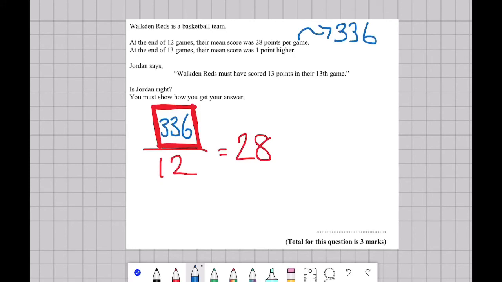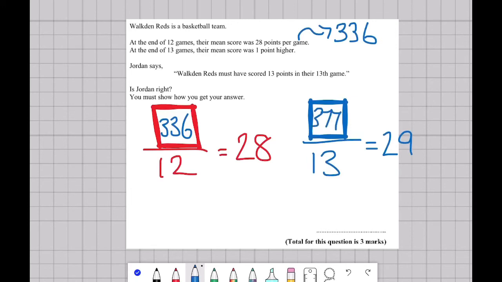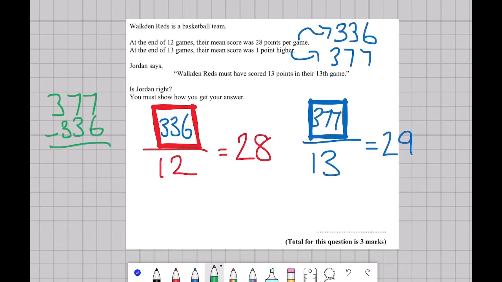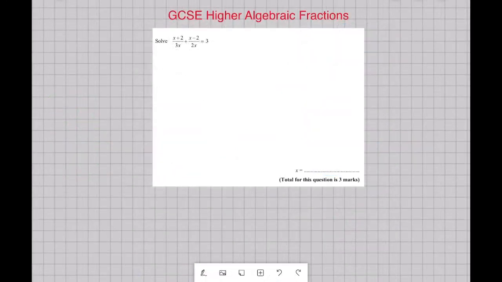At the end of 13 games, their mean score was 1 point higher. So something divided by 13, 1 point higher than 28, 29. So 29 times 13 to get the total, 377. So to work out the number of points in that last game, I'm going to do 377 minus 336. 41 points they must have scored in that last game, so it must be false. No, it cannot be correct.